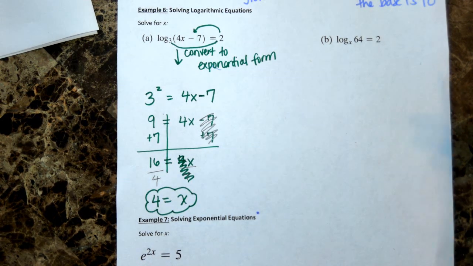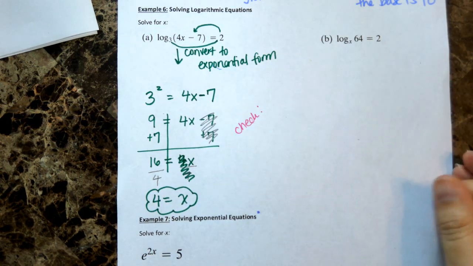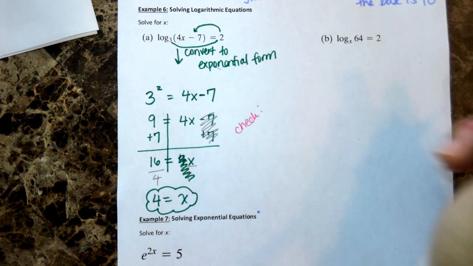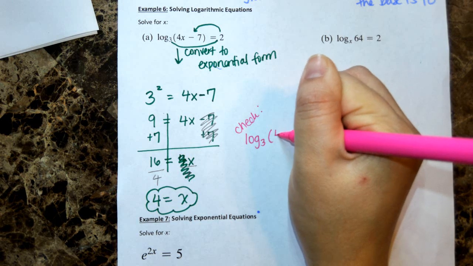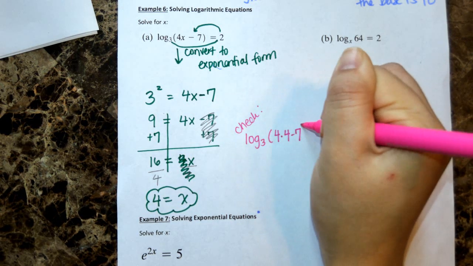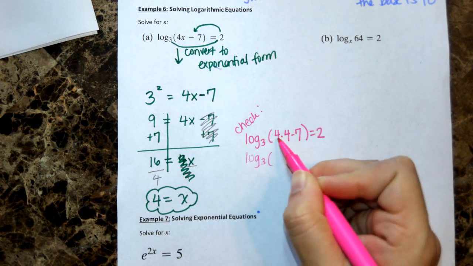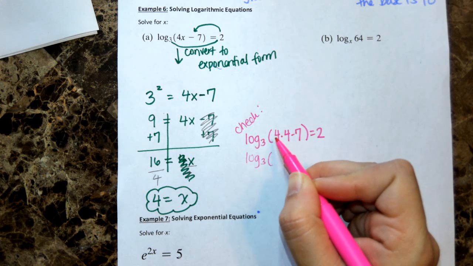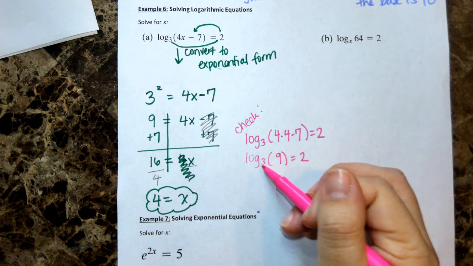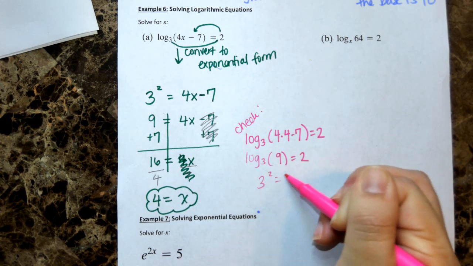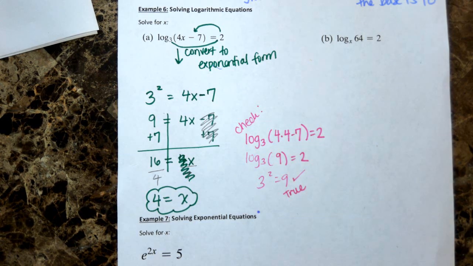Okay. So if we wanted to, you can always check that your answer is right by plugging in this 4 for x, and you should get a true statement. So you could plug it in: log base 3 of 4 times 4 minus 7. And you want to see, does it equal 2? Well, if I did the math, 4 times 4 is 16. 16 minus 7 is 9. This just means, does 3 raised to the second power equal 9? Yes, that is true. So you could always check that this answer was correct by plugging it into your original problem.